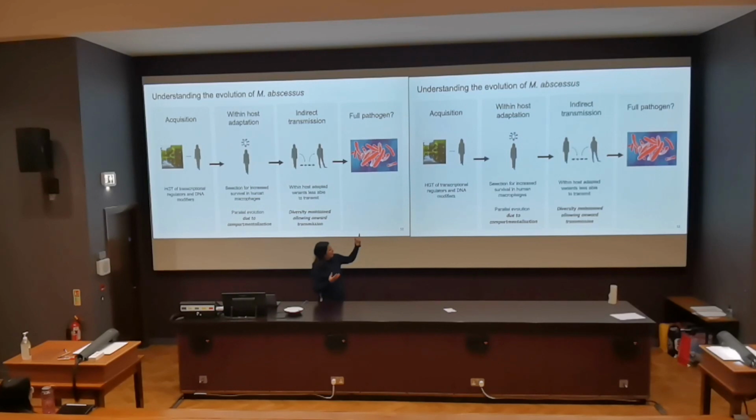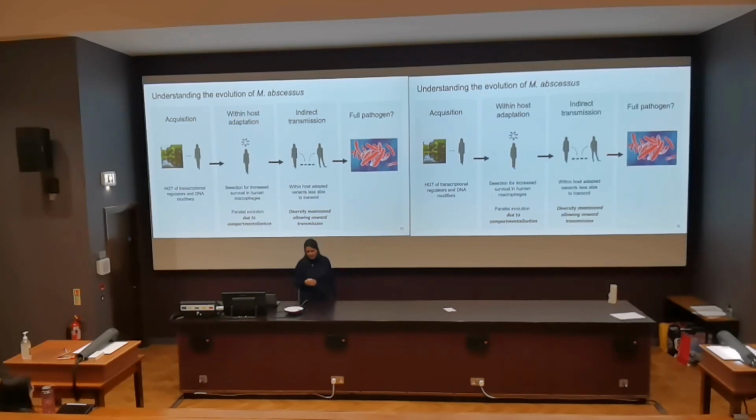in its evolutionary history it acquired transcriptional regulators and DNA modifiers by horizontal gene transfer, and also accumulated mutations in the exact same genes that I found have evidence of parallel evolution. And it's thought that this process happened around 6,000 years ago. And maybe one day it could happen for Mycobacterium abscessus.